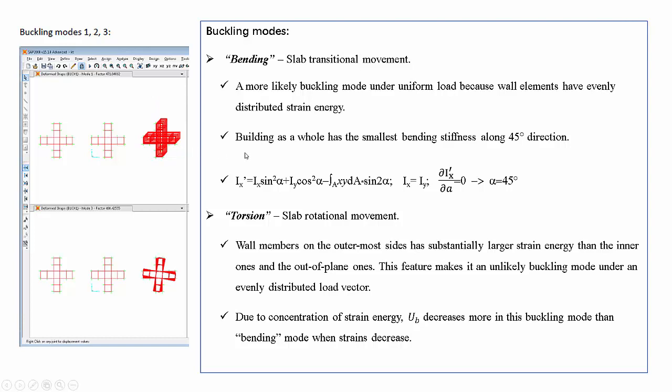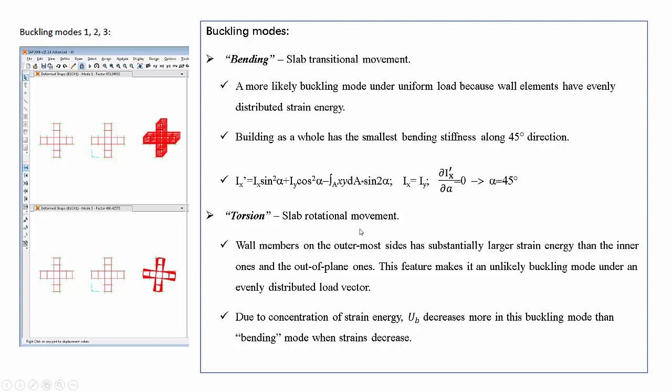This, I personally believe, is because the building is the weakest along that direction. And if we take the building as a whole, as a structural section, its second moment of area will be equal to this when it's rotated by an angle alpha. And setting the partial derivative over alpha to 0, it yields 45 degrees.